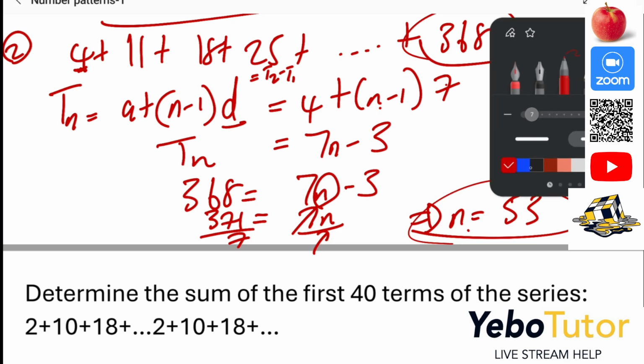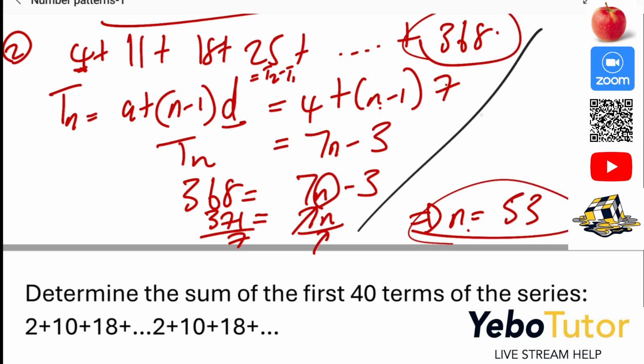We are given the last term, so that can be calculated easily. Sn is equal to n over 2 multiplied by a plus l. What is our n? We have calculated it to be 53, so we calculate the sum of the 53 terms. That is 53 divided by 2 multiplied by our a, which is the first term, in this instance 4, plus our last term, 368.